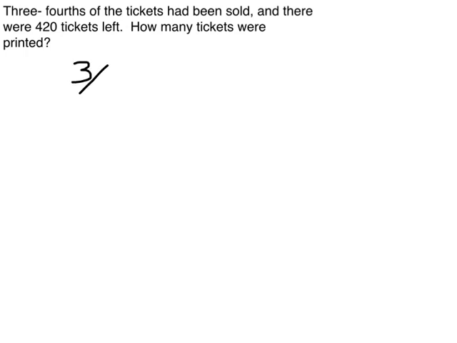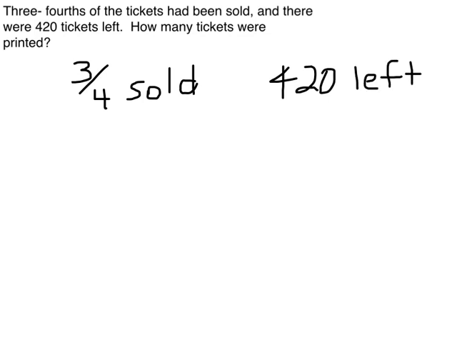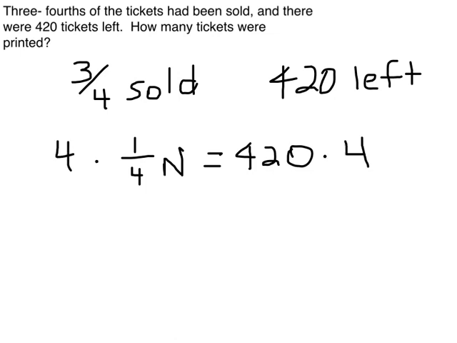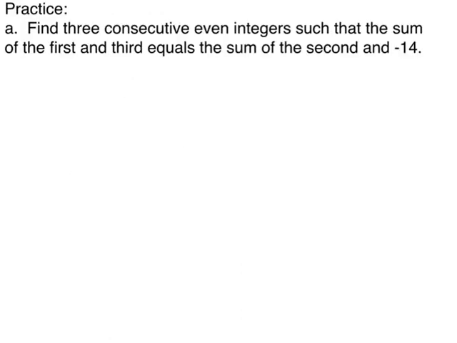3/4 of the tickets had been sold. So 3/4 were sold. There were 420 tickets left. What we want to know is how many were printed. Well, in this case, 3/4 and 420 do not stand for the same thing. So I can say, well, what would stand for the same thing then as 420? If 3/4 does not, then it stands to reason that 1/4 does. And so I set my problem up like this. Then I multiply by 4. When I do that, I get the answer is 1,680 tickets.